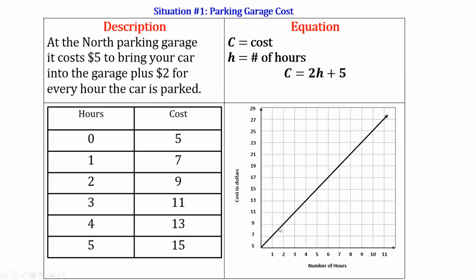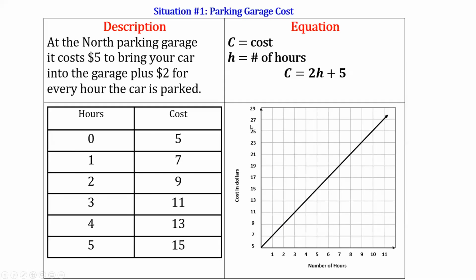And you're going to notice this line lets me come up with more values than what we initially found in the table. If I wanted to know how much it would cost at 9 hours, I can just go to 9 hours. I can go up to my graph, and I'm going to notice that it would cost me $23. If I want to know how much it would cost after 11 hours, I go to 11. I go up, I hit my graph right here, and I notice that it would cost me $27.